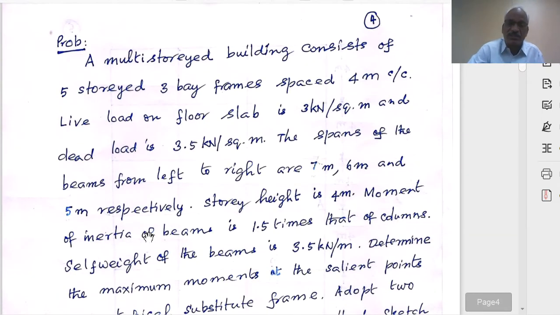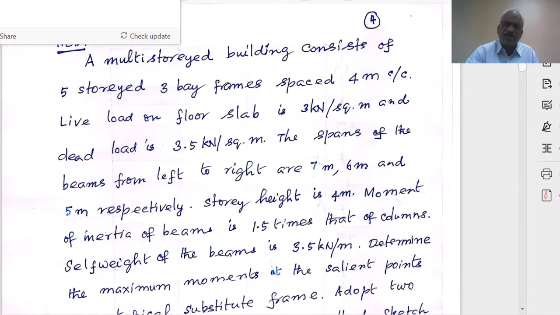So instead of discussing those concepts now, we will straight away take up a numerical example. Through the numerical example, we will discuss all these points. So this is the problem. A multi-storied building consists of 5-storied 3-bay frames. But real buildings will consist of 20 bays, 25 bays, 40 bays, 100 bays, and similarly in the stories also. Here, for understanding the procedure and the concept, we will take a simple problem consisting of 5 stories and 3 bays.